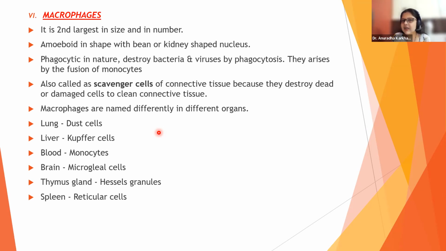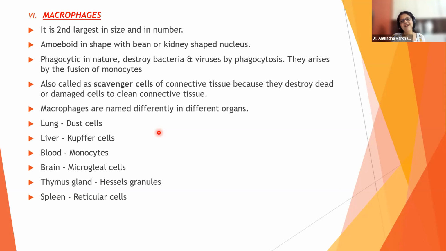Macrophages के अलग-अलग नाम हैं, जैसे कि when the macrophages are present in the lungs, we call them as dust cells. Liver में है macrophages, Kupffer cells. We have already seen the Kupffer cells. Liver we have done already in digestion chapter. Blood, monocytes. Brain, microglial cells. Thymus gland, Hassall's granules. Spleen, reticular cells.